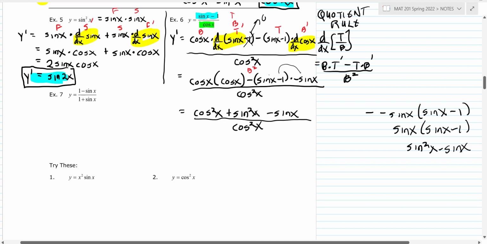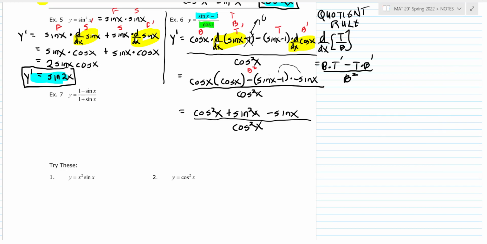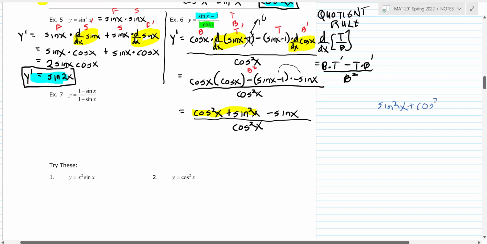So we've done our derivative. The derivative is finished. We need to look at identities. Here's what happens: I see a Pythagorean identity popping up right here. What you learned is the identity sine squared x plus cosine squared x equals 1. So I'm going to replace that whole thing with 1. Now I have 1 minus sine x all over cosine squared x.